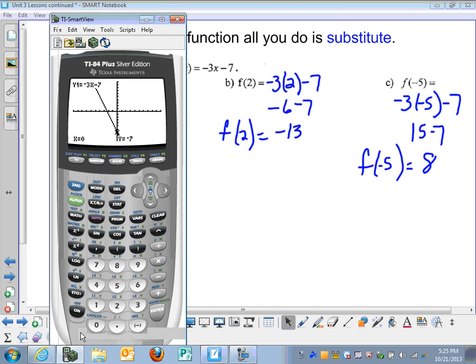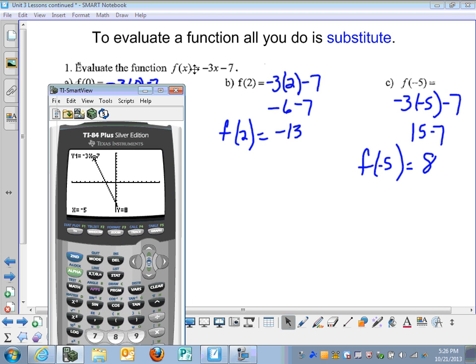How about 2? I'm just going to type 2 and hit enter. 2, negative 13. F of 2 is equal to negative 13. Negative 5, enter. F of negative 5 is equal to 8. So that's how you do it on the calculator. In this case, with such a simple function, you could choose either the calculator or by hand.